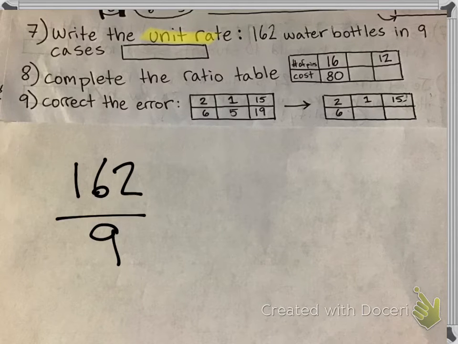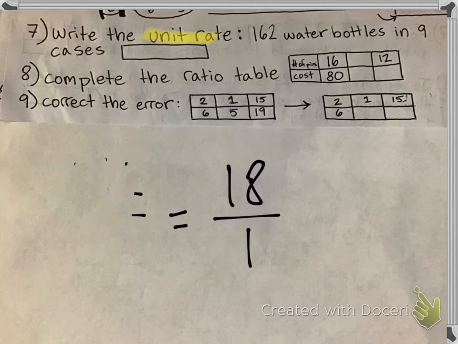Now, we know that the only factors of 9 are 3 and 3, and 9 and 1. So try those. And we know it has to be a unit rate, so we know it has to be over 1. What's the answer, Lucy? 18 over 1. Exactly, 18 over 1. That's our unit rate. Once again, if you didn't know how to do this, you can split it or you can do long division.